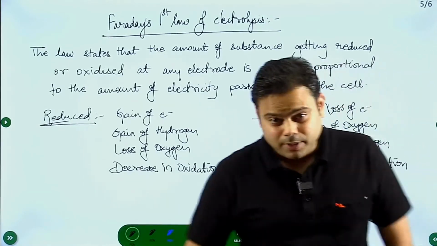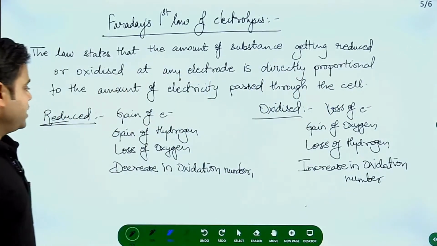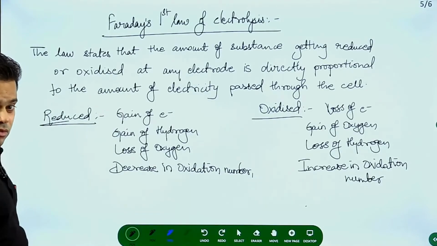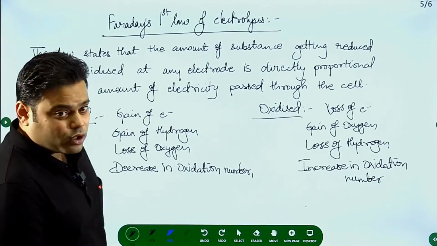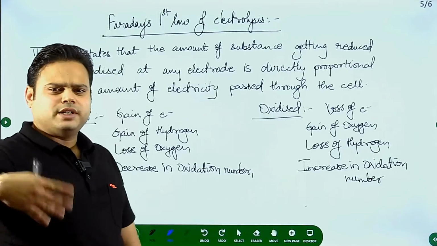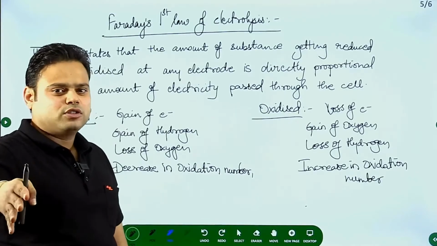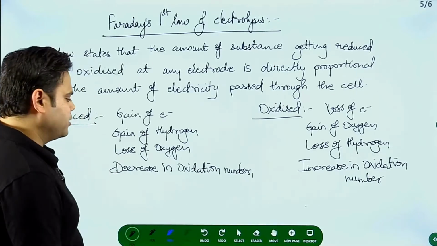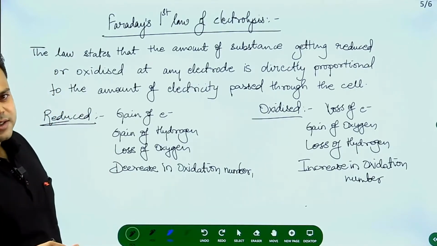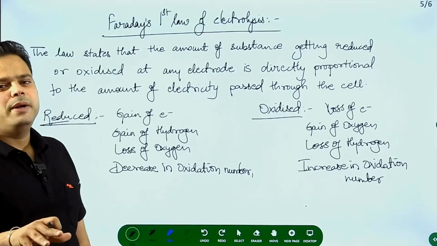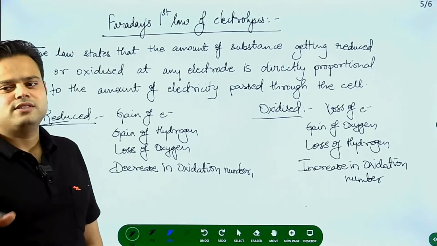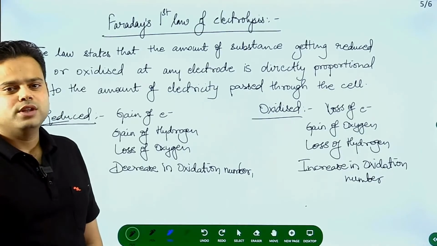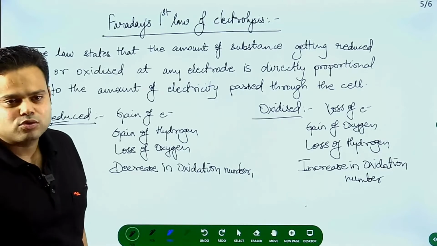Okay, so remember this thing. Reduction is basically gain of electron, or gain of hydrogen, or loss of oxygen, or a decrease in oxidation number. Oxidation is loss of electron, gain of oxygen, loss of hydrogen, or increase in oxidation number. And if any of these things take place in a cell, it will be directly proportional to the amount of electricity which is passed through the cell.